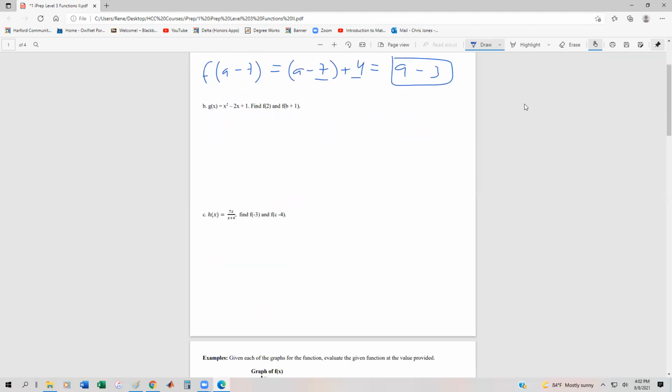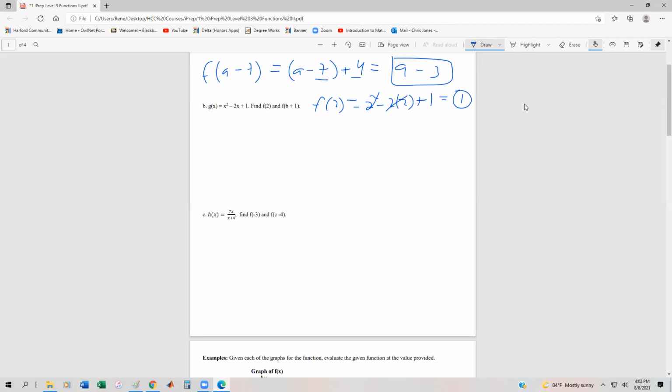And so we have this function g of x is equal to x squared minus 2x plus 1. And we want to find g at 2, which is pretty easy, right? Because that's just going to be 2 squared minus 2 times 2 plus 1. This gives us 4 minus 4, and then plus 1. So 4 minus 4 plus 1 is just going to end up being 1.